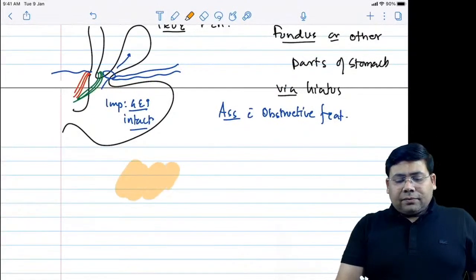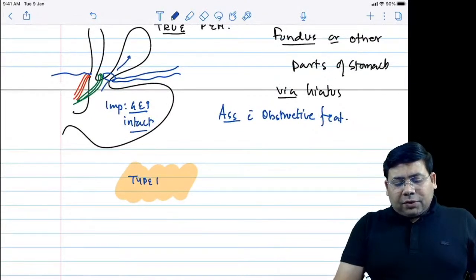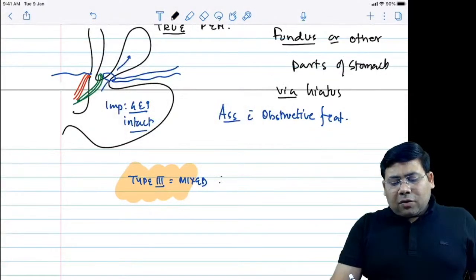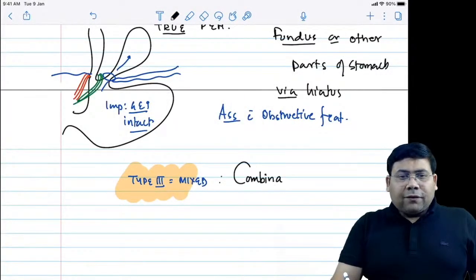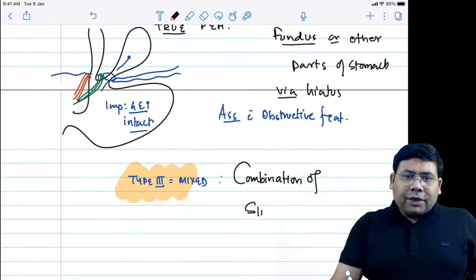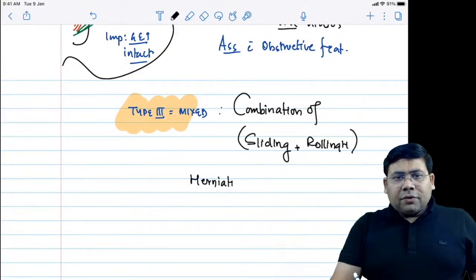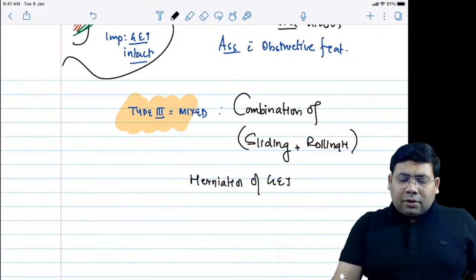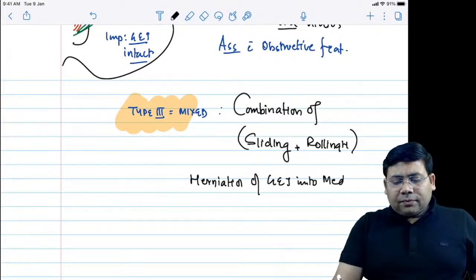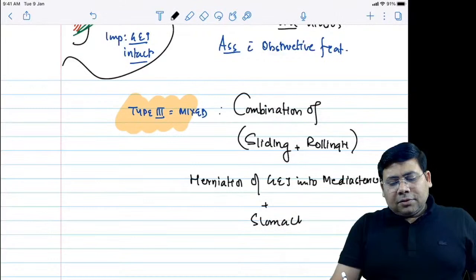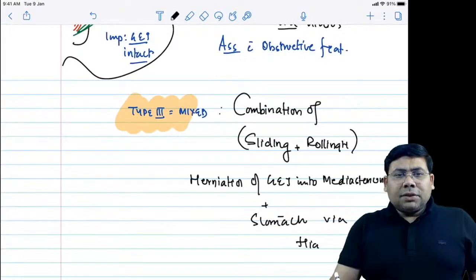Then we have type C or type 3. Type 3, students, is a mixed type. What do you mean by mixed? It's a combination of sliding plus rolling. Along with the sliding hernia you have a rolling hernia also. If you see what happens, there is herniation of the G junction into the mediastinum along with the stomach via the hiatus. This is what is type 3.